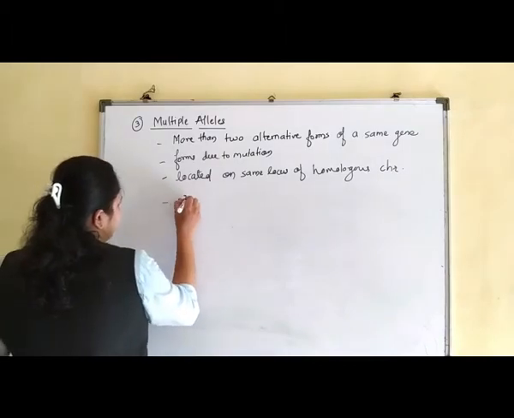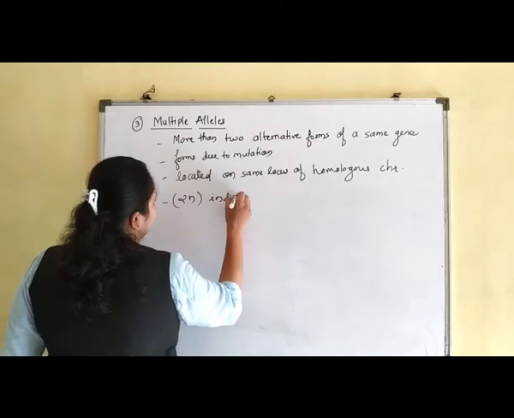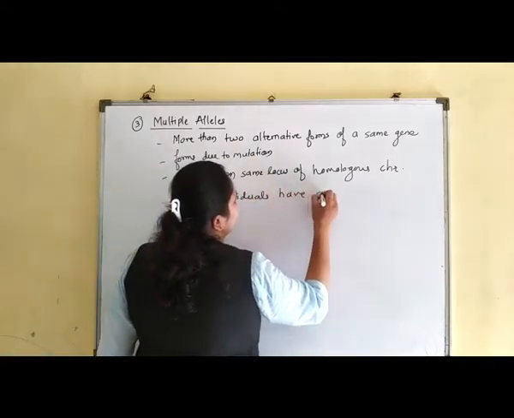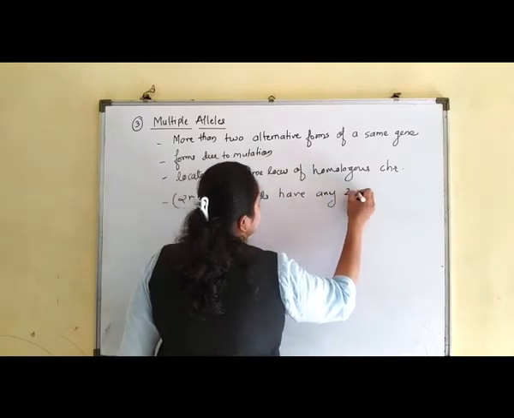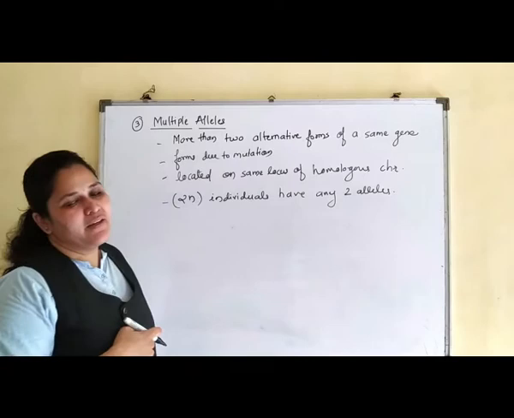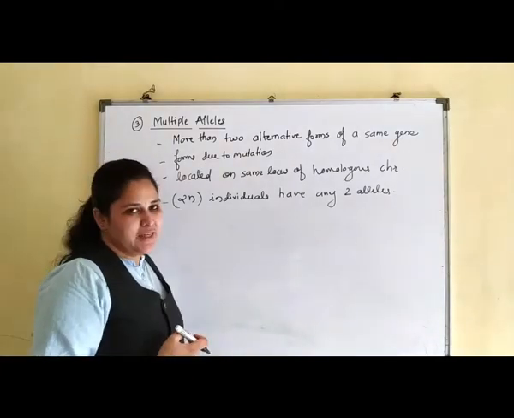Now, diploid individuals have any 2 alleles. Any 2 means it depends on the inheritance pattern. It depends on the parents. Fine. So a diploid organism has any 2 alleles.